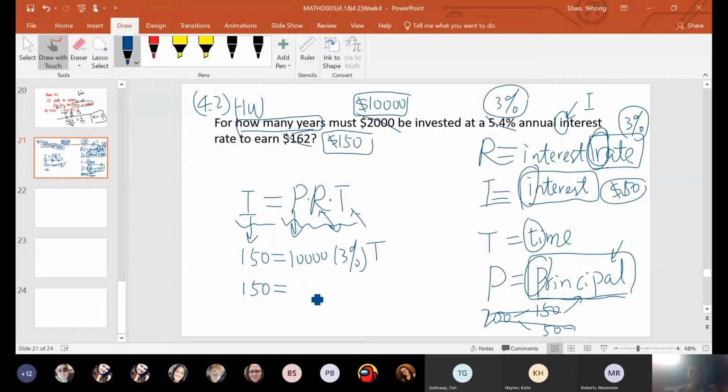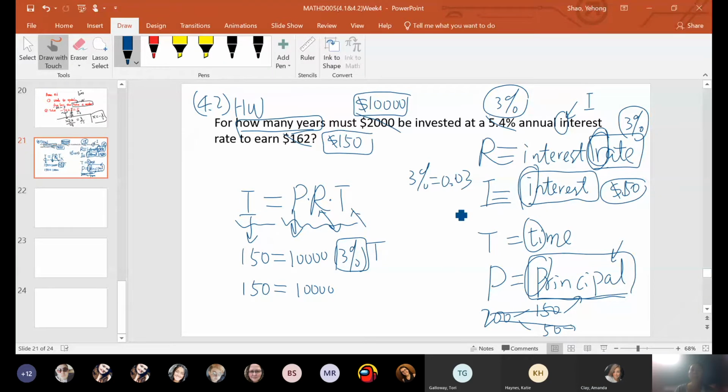So let's simplify this. 3% means, does everybody know how to convert 3% to a decimal? If you know it, you can type in the chat box. You would divide by 3, so it'd be 0.3. Wait, is that 0.3 or 0.03? Which one did you say? It's 0.03. You divide by 100. Yes, that's correct. All right, so you get 0.03.